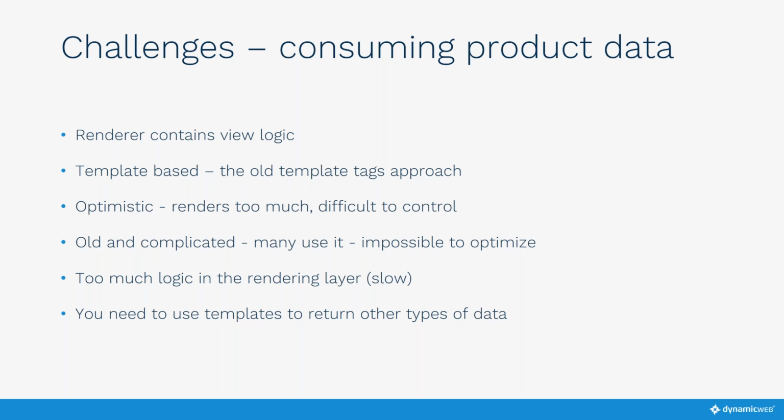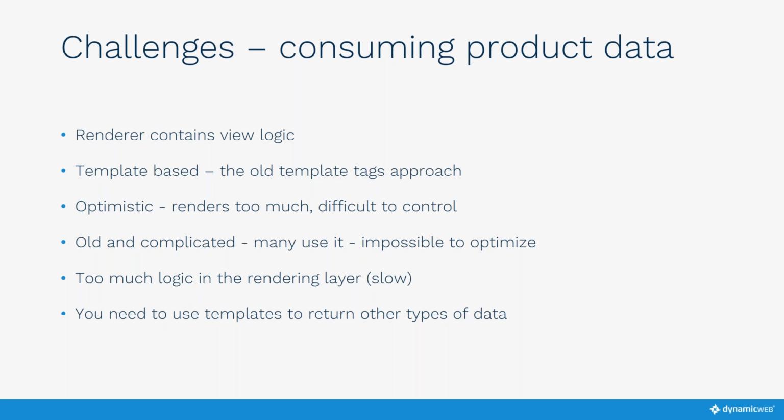Also, the old model, because of the template system, is what we call optimistic. It basically takes out a lot of data from the database and also renders it, no matter if you need it or not. So it's very difficult to optimize performance, and it's very difficult to ensure that we don't run unnecessary code and query unnecessary data from the database. That's another issue we want to solve with this new view engine.